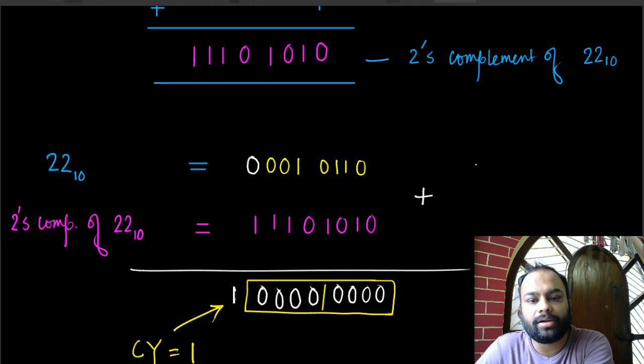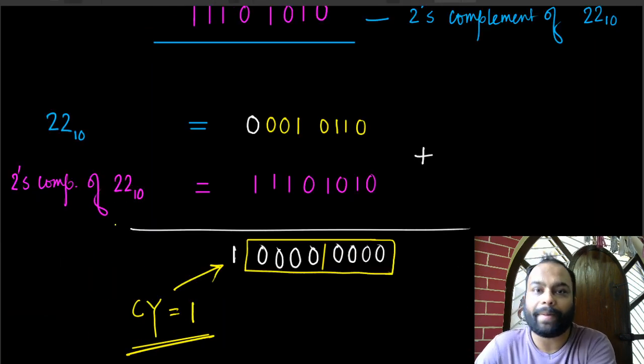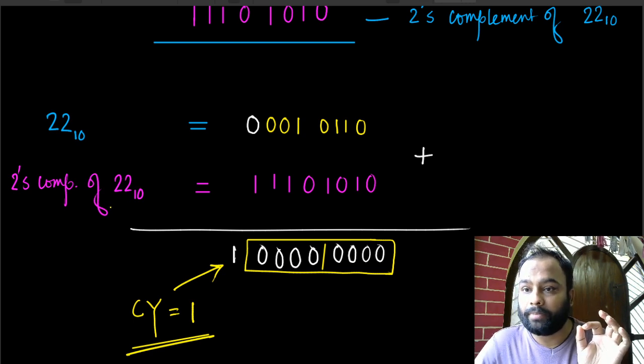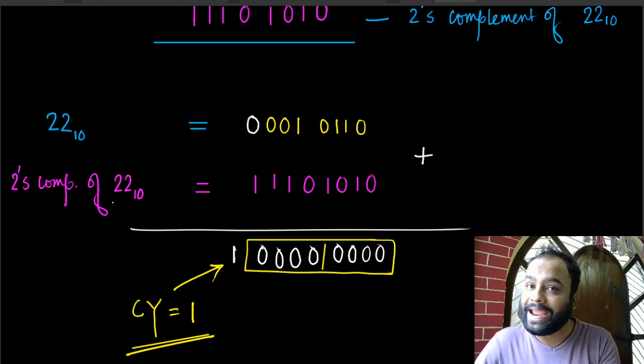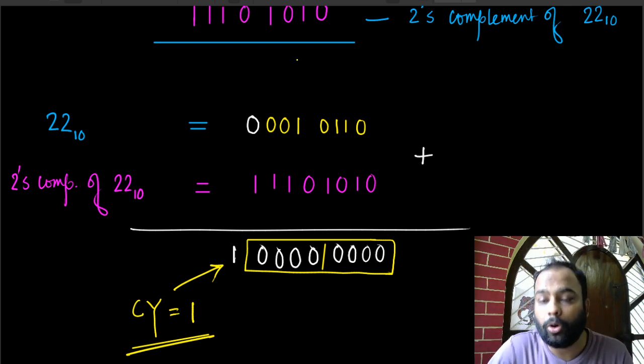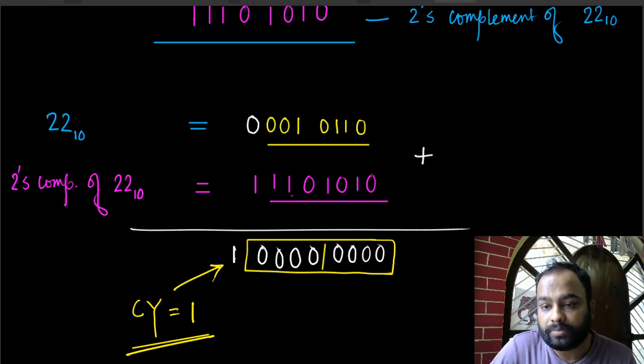So how do I indicate minus 22? Again, we are only considering 7 bits of number. We indicated minus 22 by the 2's complement of 22. So this was 22 and this was 2's complement of 22. Now look very carefully. In the number 22, the most significant bit was 0. And in the 2's complement of 22, the most significant bit is 1. But the rest of it is the 2's complement of this number.